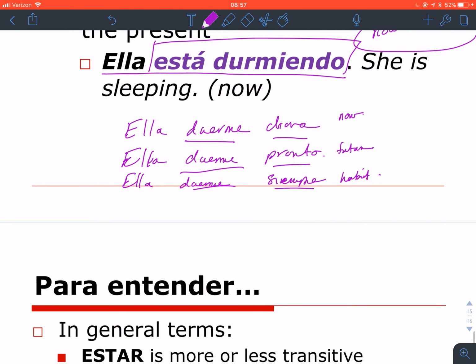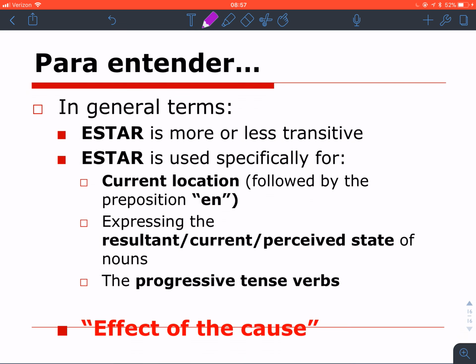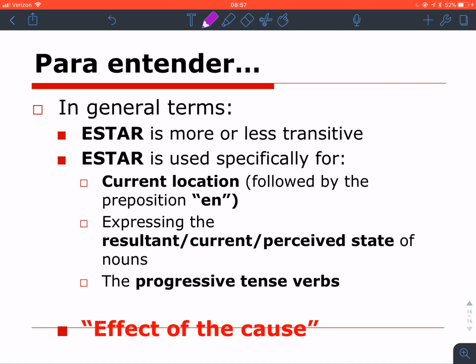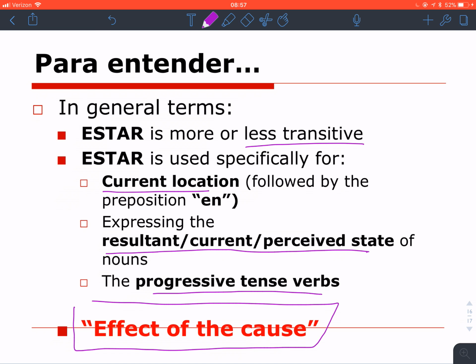And now we're going to conclude the uses of estar. Estar is more or less transitive or changing. It's used specifically for current location, donde está, the resultant or current or perceived state of nouns, como está, the progressive tense, estamos aprendiendo español. And in a nutshell, it describes the effect of the cause.